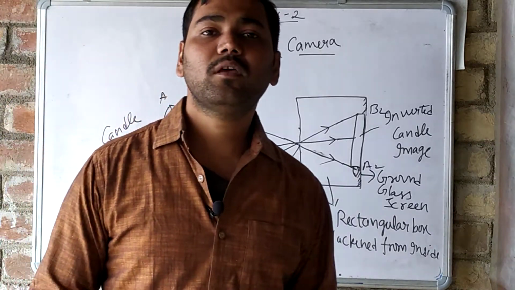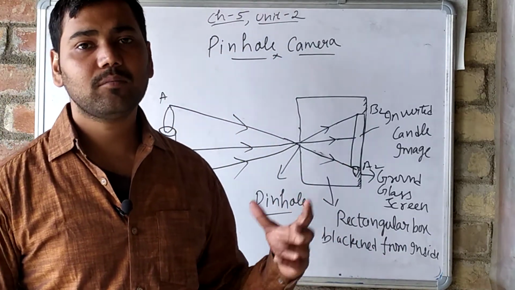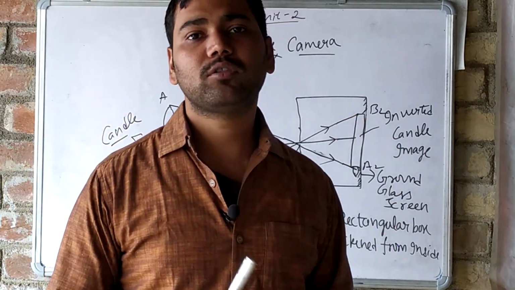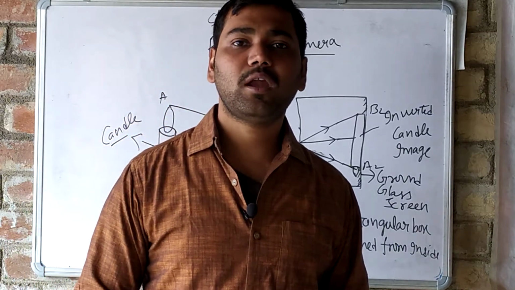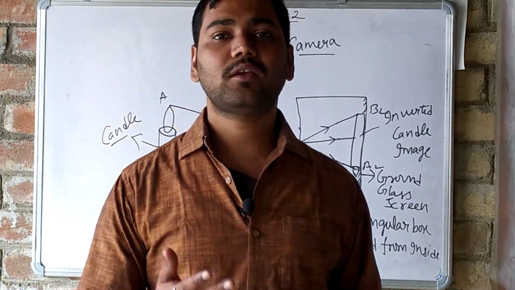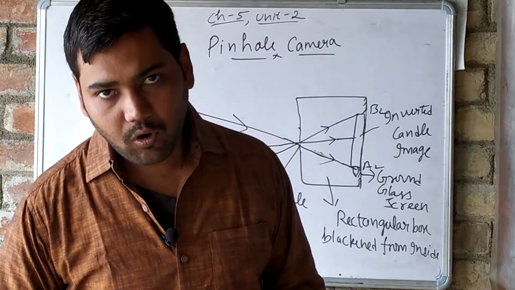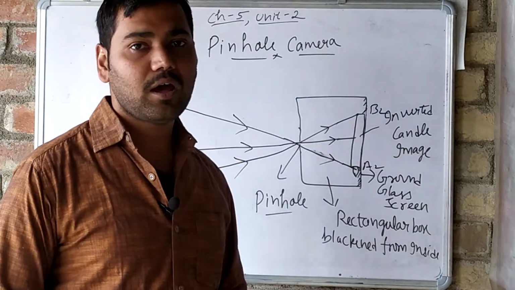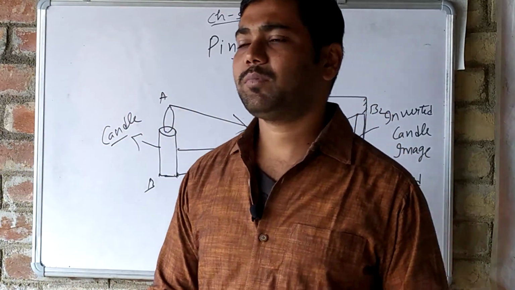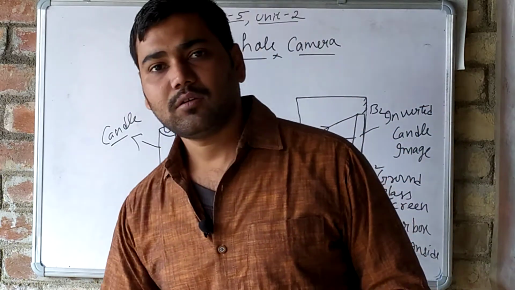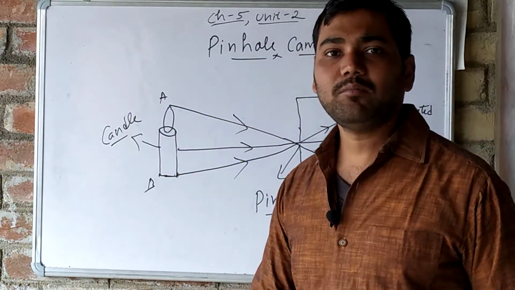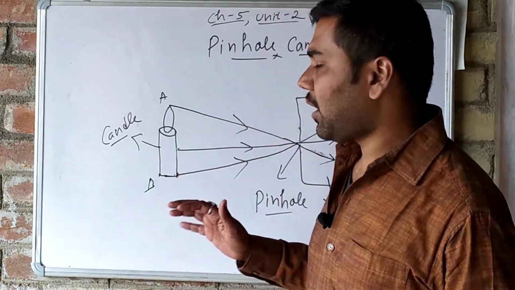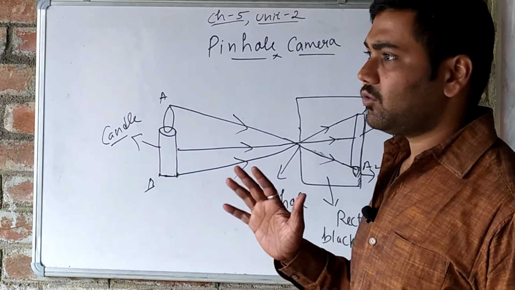So when we light up the candle, the light goes and falls on the pinhole, passes through the pinhole and strikes the ground glass. After striking the ground glass, the image forms, and the image is dark and inverted. So this is the whole working of the pinhole camera. In very old times, images were captured by the pinhole camera only. So this is the whole working.